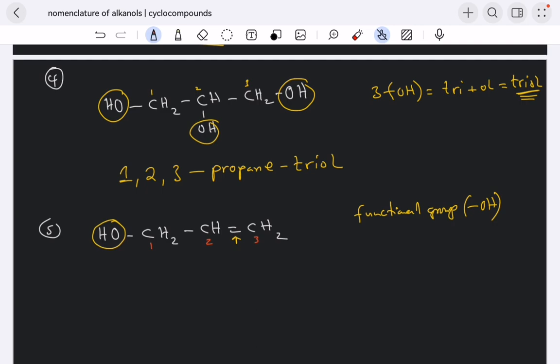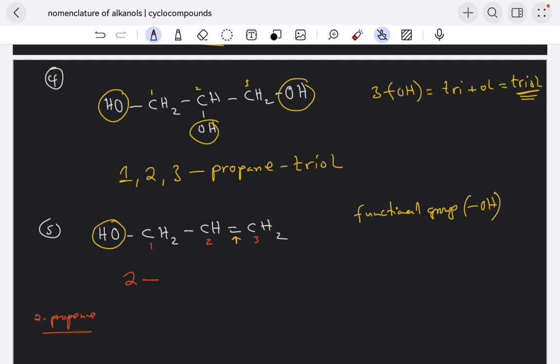We first start by recognizing the presence of a double bond. So this will be 2 hyphen. What is the name of this particular compound? It's supposed to be 2-propene.